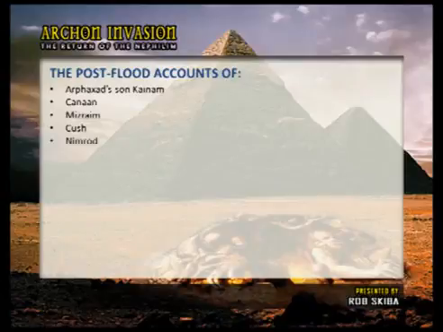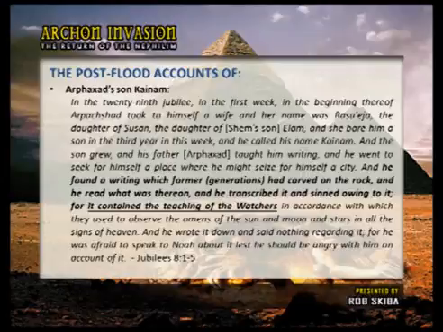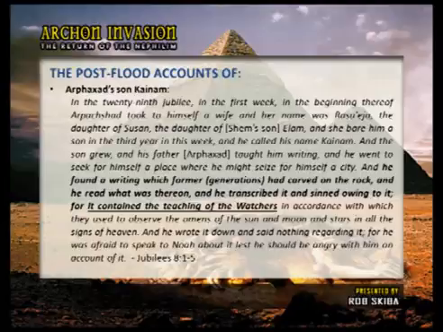Post-flood accounts of Arphaxad's son Canaan. We'll start with him. Arphaxad was one of the sons of Shem. I found this nugget in Jubilees 8, verses 1 through 5. In the 29th Jubilee, in the first week, in the beginning thereof, Arphaxad, who is Shem's son, took to himself a wife, the daughter of Susan, the daughter of Shem's son Elam. And she bare him a son in the 3rd year in this week, and he called his name Canaan.